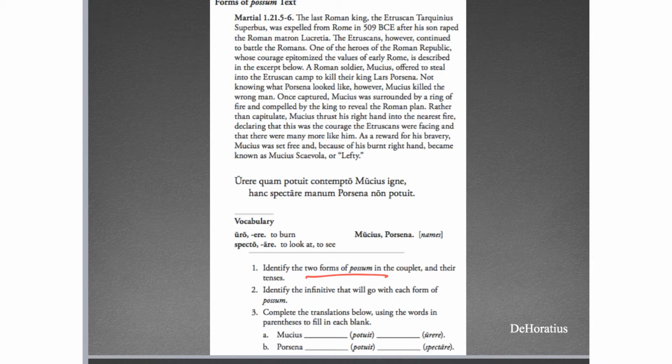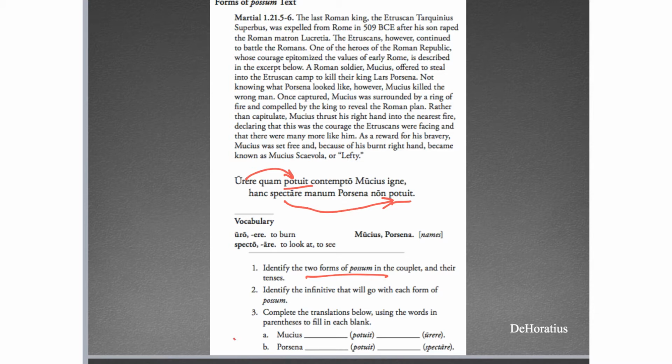All right, and they're the same form. Did you find them? There's potuit and potuit. All right, so what's the infinitive that goes with each of them? In this one here, it actually comes before. It's orare, and then spectare down here. All right, and then complete the translations below.